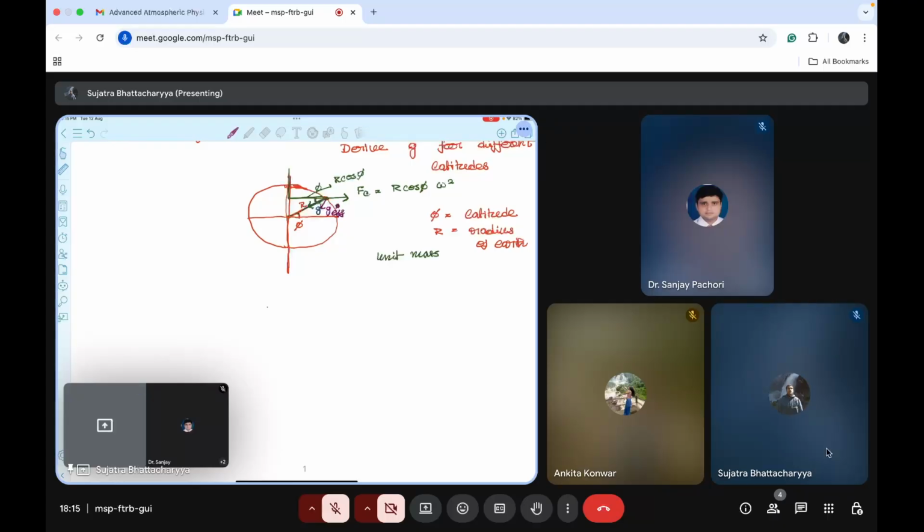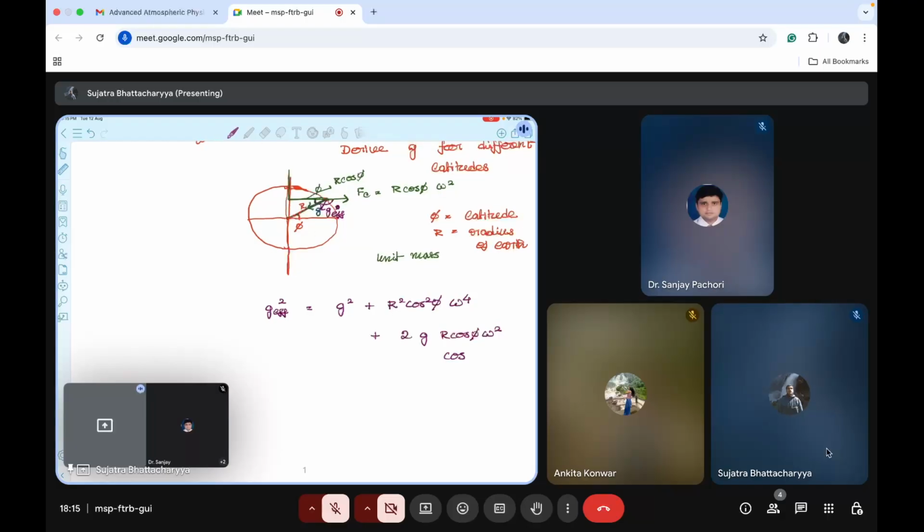So g effective square. This is the parallelogram law of vector addition. So g effective square is equal to g square plus Fc square, because you have to square the two forces, that is r square cos square phi omega to the power 4, plus 2 times the first force, the second force, times cos of the angle between them. So what is the angle between them?